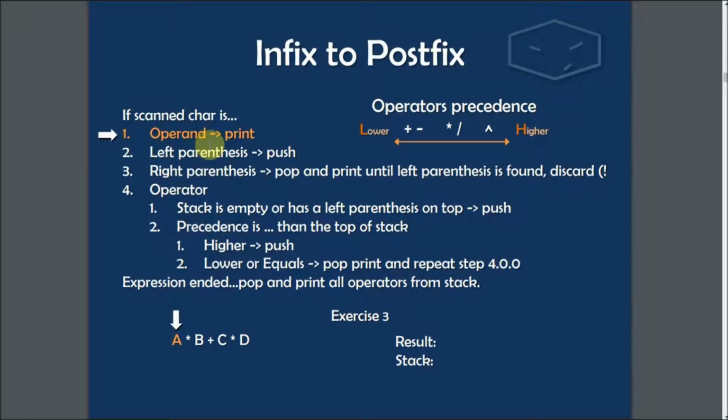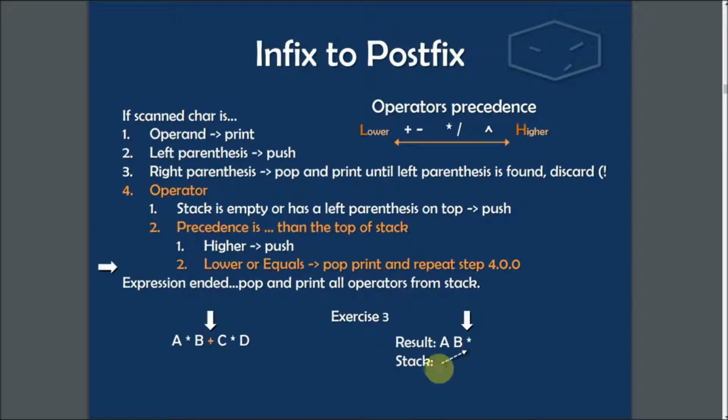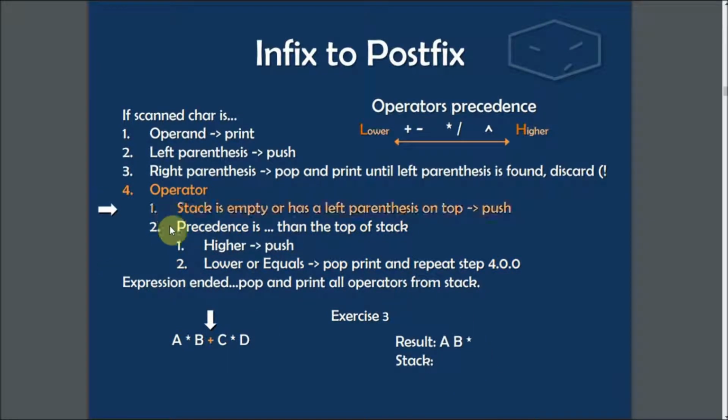Next exercise, a little more complicated. A is the operand, we print. Times is operator, the stack is empty, we push on the stack. B is operand, we print. Plus is operator, we go to the precedence, and it is lower than times. So times will pop and we go back, and now the stack is empty, so we can push plus on the stack. C is operand, we print.